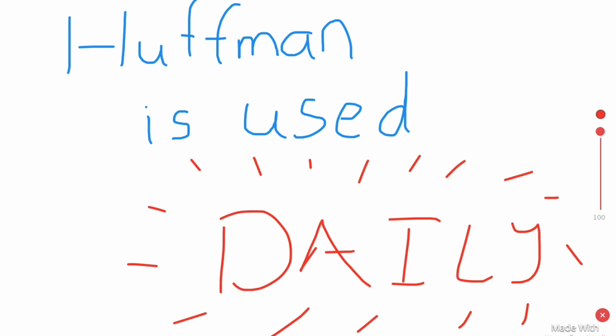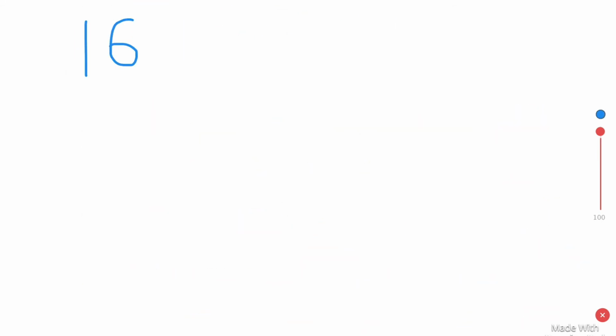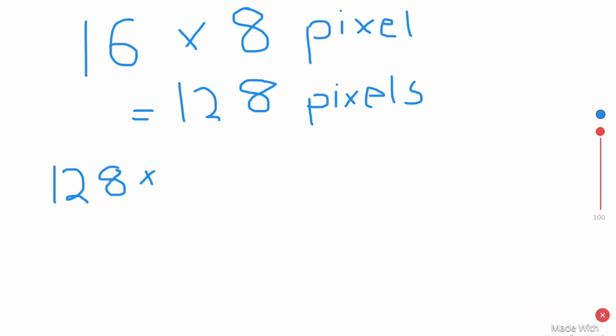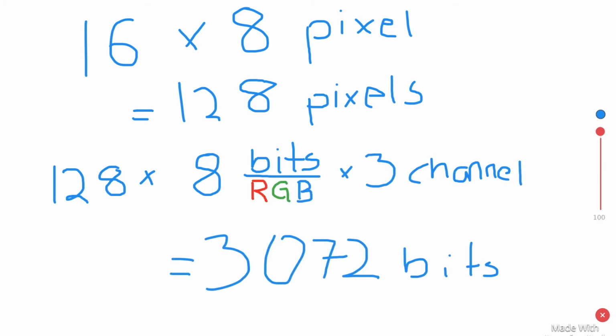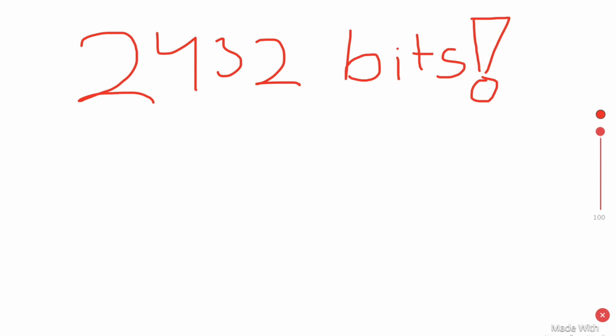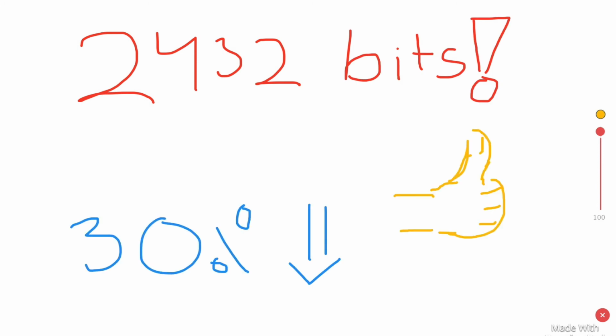Huffman is used daily, compressing huge files. One example is a 16 by 8 pixel image with 8 bits per red, green, blue channel. It has 3072 bits without compression, but with Huffman, it's 2432, which is a 30% decrease in memory. Imagine the space a larger, more complicated image without Huffman takes.